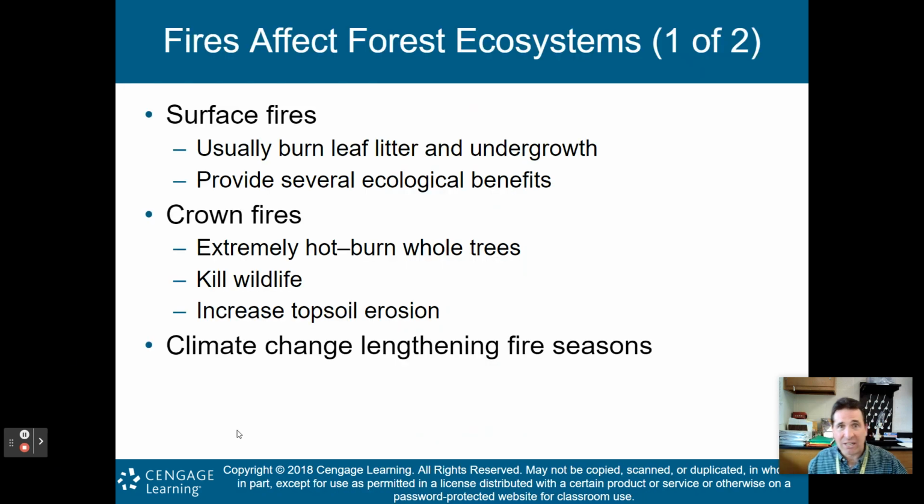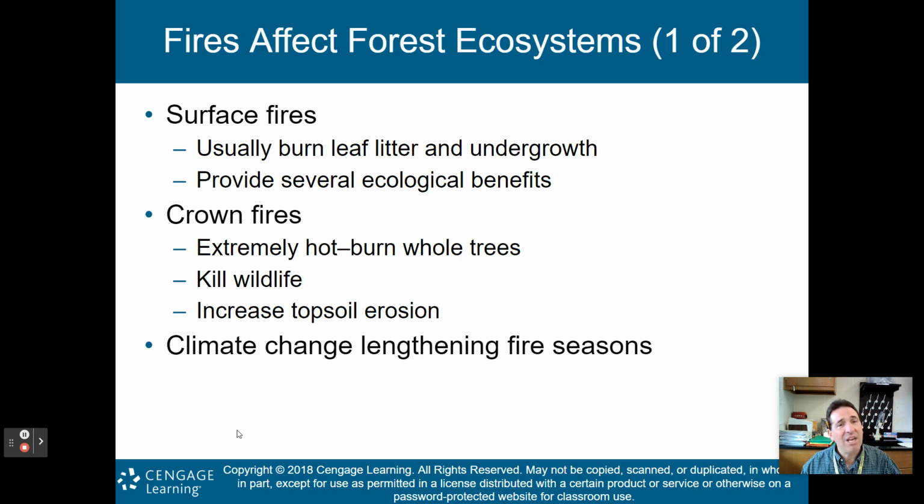Fires also affect forest ecosystems. Fires aren't always terrible, but unfortunately, with climate change, we are seeing the lengthening and the severity of our fires increase. There are two types of fires to know about. One is called a surface fire. The surface fire is just what it sounds like.